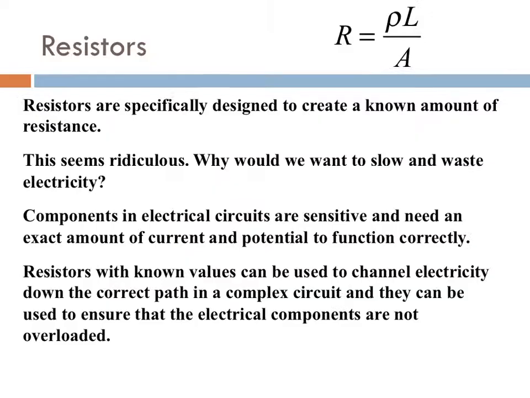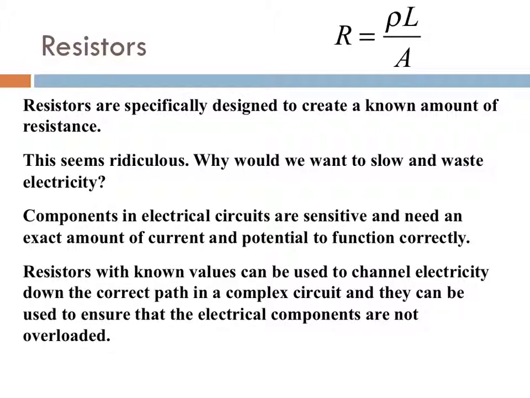Now, again, we know that we can use resistors to add resistance to a circuit. And resistors are specifically designed to create a known amount of resistance. Now, you may ask why we're adding resistance to a circuit anyway, essentially wasting energy. Well, components in electrical circuits are very sensitive and need an exact amount of current and potential to function correctly. So resistors with known values can be used to channel electricity down the correct path in a complex circuit, and they can be used to ensure that the electrical components are not overloaded.